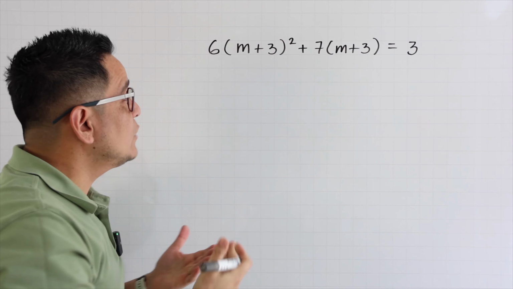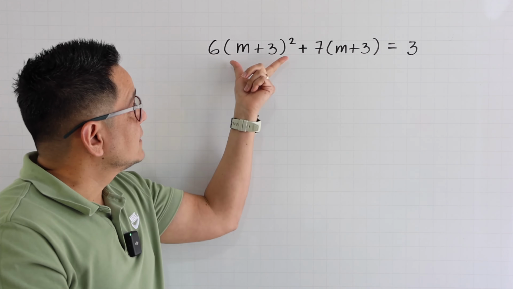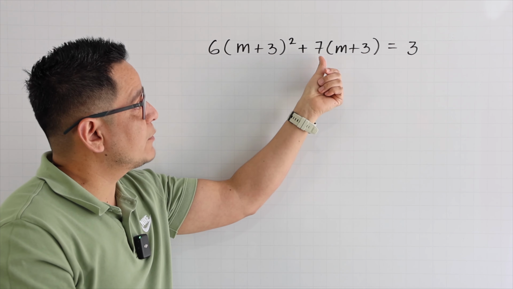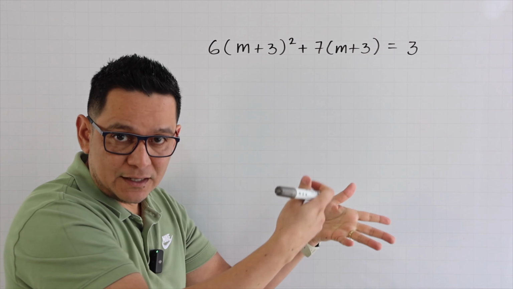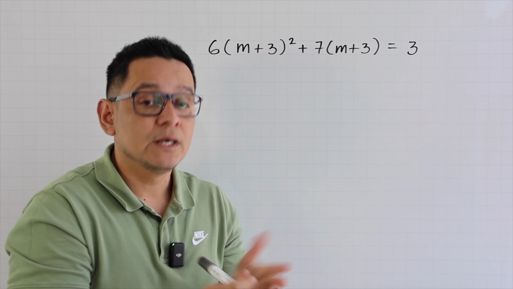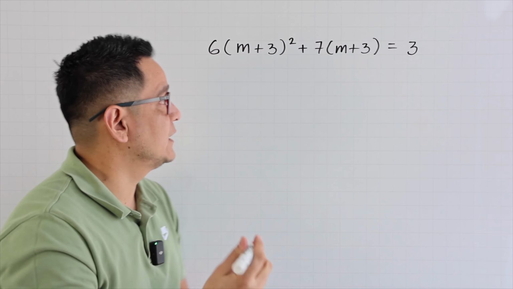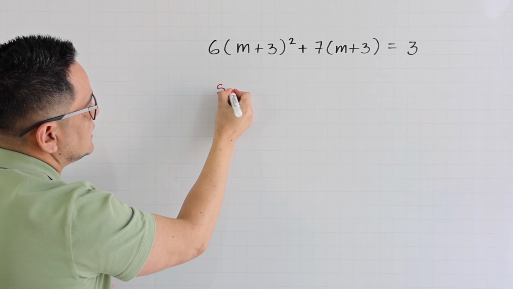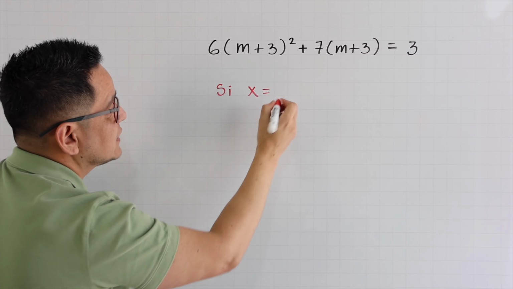Let's see, if I want to solve this equation, first I need to expand this binomial squared and then multiply by 6. Then, multiply 7 by this binomial. And after that, simplify and then solve the quadratic equation. What would I have left? I could do that, but I can also do something quite interesting. Look, I can say, for example, that x is equal to m plus 3, so I'm going to declare that.